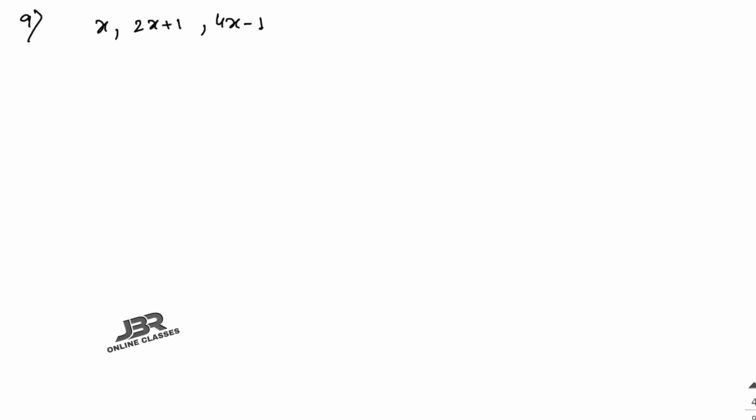Now next one, sum number 9. So here in sum number 9, if x, 2x plus 1, 4x minus 1 are the first three terms of an AP, then find the fourth term. Okay, so that means a is the first term, so a equal to x. Now if you want to find out the common difference, you can write a2 minus a1, or you can also write d equal to a3 minus a2, because in both cases d will be same.